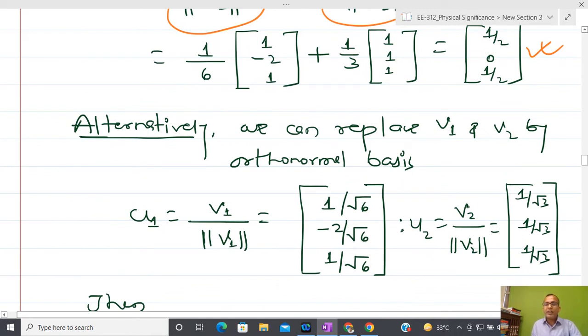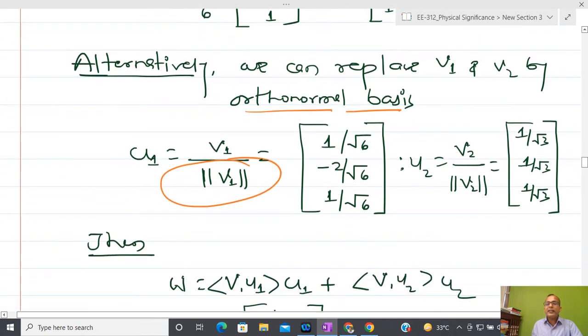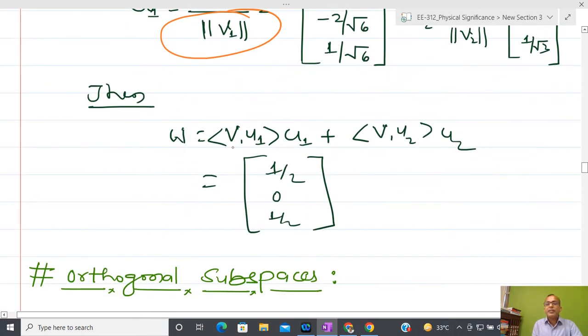First, you can convert an orthogonal basis into an orthonormal basis, and how to do that? You just have to divide by the magnitude. So you can take the norm and divide by the norm, then that orthogonal basis is converted into an orthonormal basis. After that you can calculate the coordinates: V inner product with U1, V inner product with U2. It is possible to show that again you get the same result.